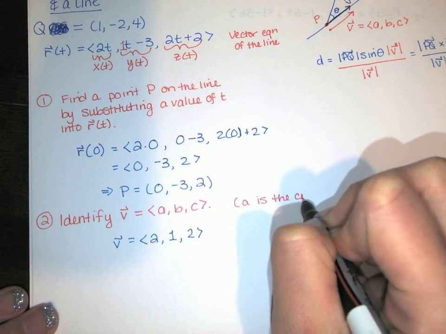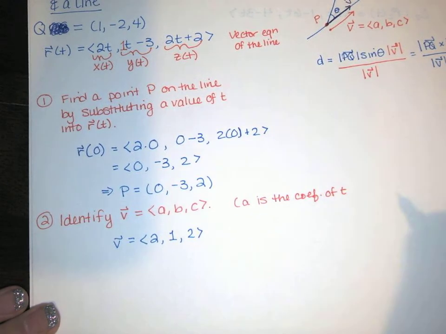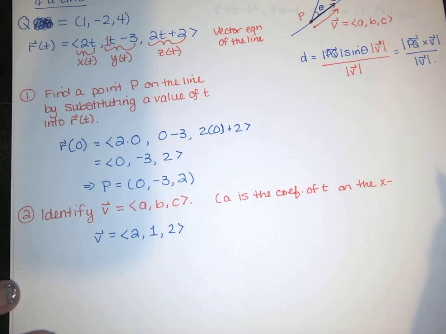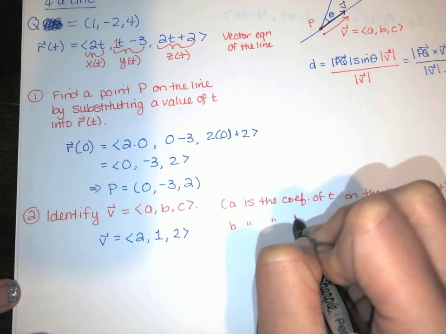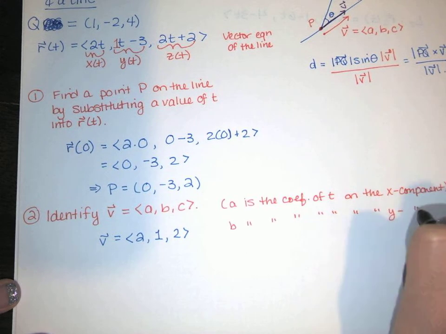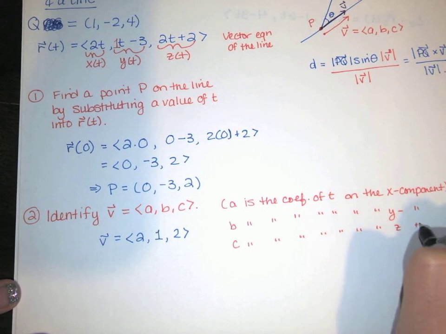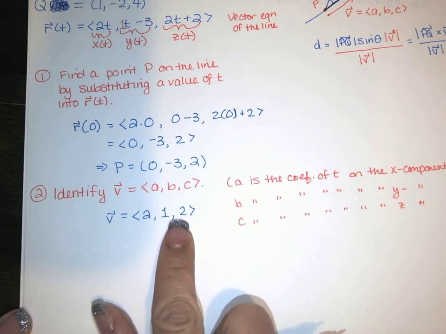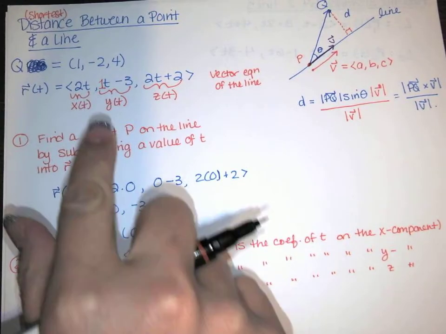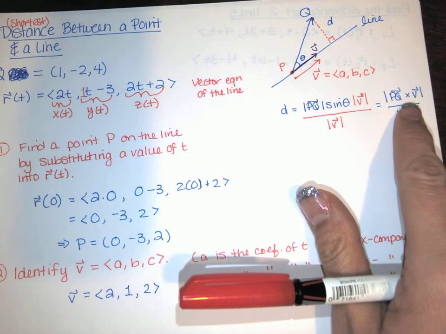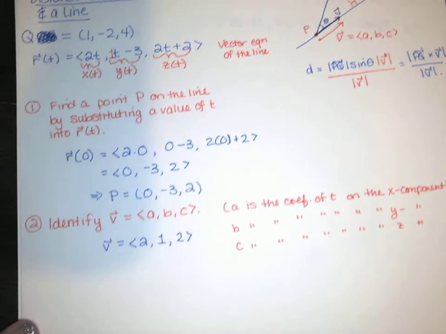A is the coefficient of t on the x component, or the parametric equation for x. This is the x component of r of t. B is the coefficient of t on the y component, and C is the coefficient of t on the z component. Okay, alright, so we've identified V, we have P, we were given Q, now I just need to find PQ, cross it with V, find the length, and divide by the length of V.